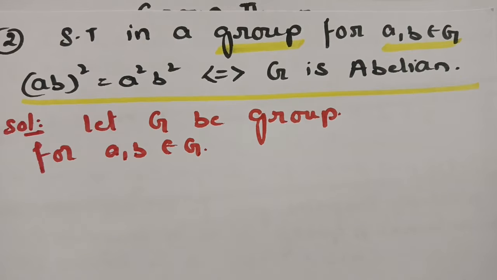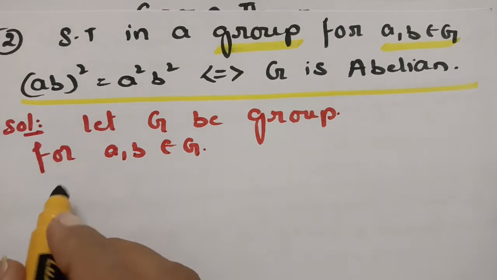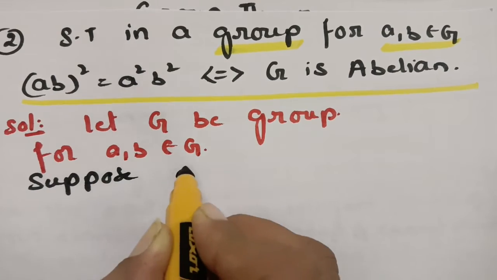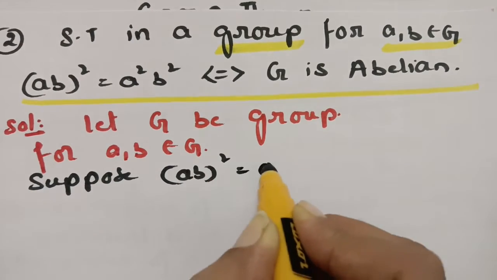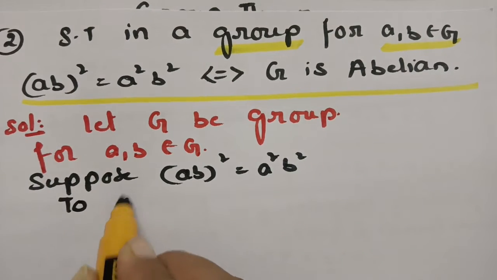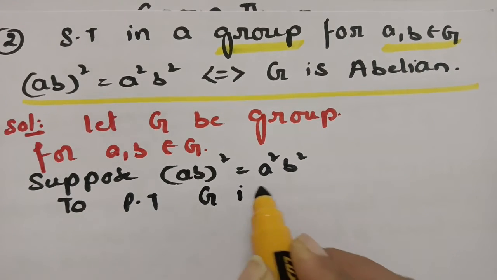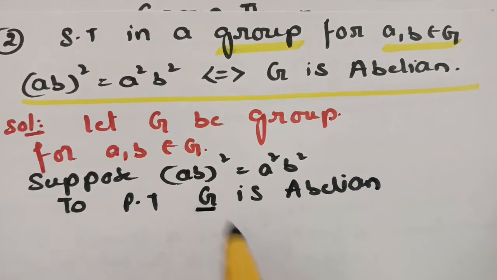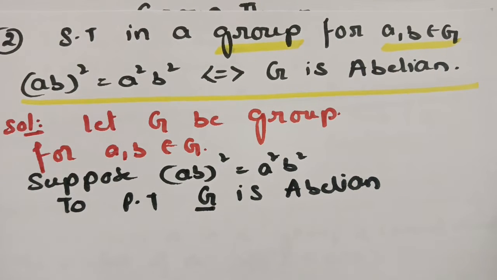Now I am going to consider this one. So suppose (AB) whole square is equal to A square into B square. What we have to prove is that G is abelian. G is already a group, so it satisfies closure, associativity, identity and inverse. For proving it is abelian, we have to show it satisfies the commutative law.